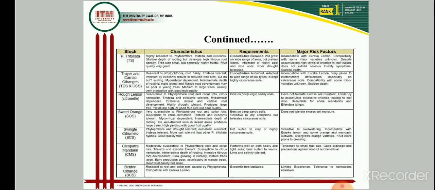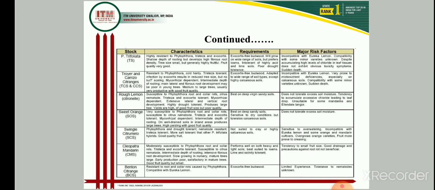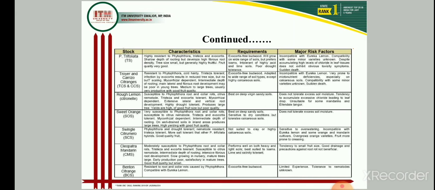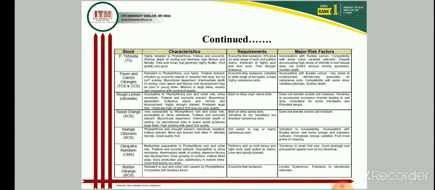Cleopatra mandarin and sweet oranges are also suitable. In India, rough lemon is most commonly used. At some places, Rangpur lime is also utilized. So there is a wide variability in citrus species, and many species are being utilized for the purpose of rootstock.